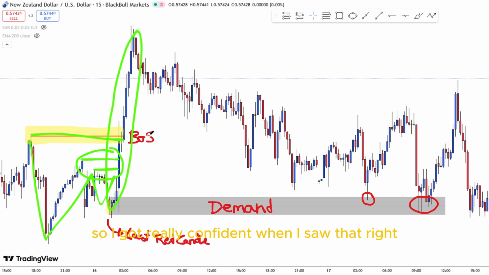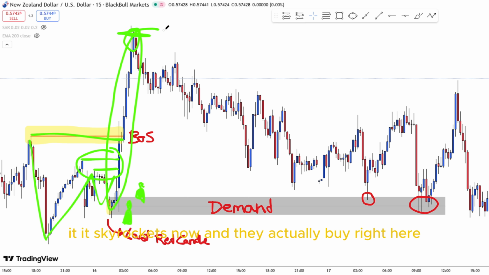So I got really confident when I saw that, right? We got a really good and strong move to the upside. This shows me that there are a lot of strong buyers at this level. This is almost like a skyrocket, right? The price pretty much just went up and up and up. And at this point, you maybe thought, okay, I go long. A lot of people make the mistake of thinking, oh, the market went up so high, it skyrockets now, and they actually buy right here.